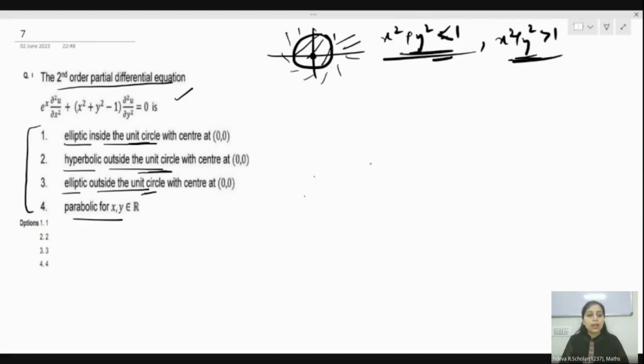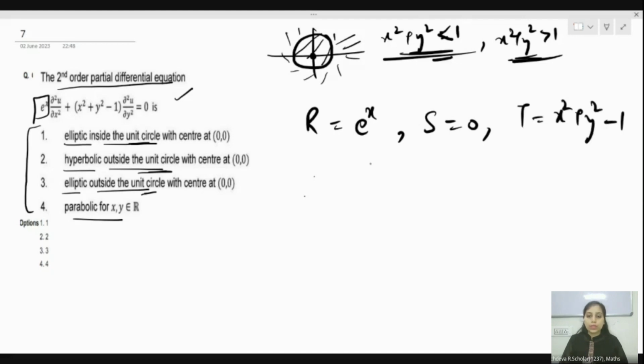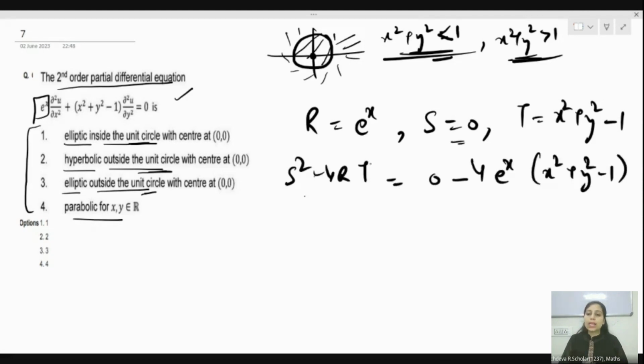So let's take the coefficients. This one as r, e raised to power x. Here s is 0 and t is equal to x square plus y square minus 1. So finding s square minus 4rt is 0 square minus 4 into r into t, x square plus y square minus 1, which is equal to minus 4 e raised to power x into x square plus y square minus 1. Now we know that e raised to power x is always positive.